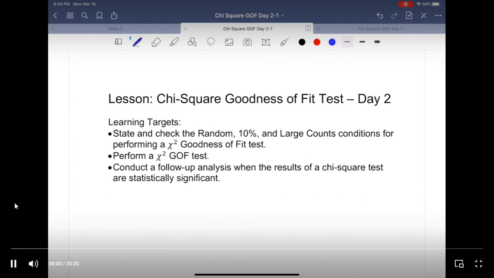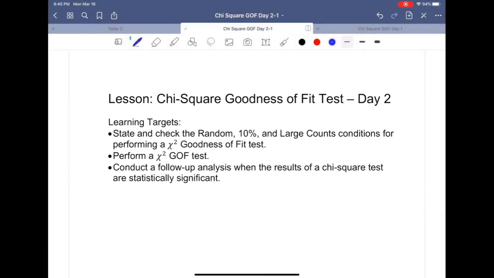Hi, I'm Lindsay from StatsMedic, and in this lesson today, we are talking again about chi-squared goodness of fit tests. We're taking what we learned yesterday, where we were introduced to chi-squared, and making it a bit more formal today to run a full significance test.